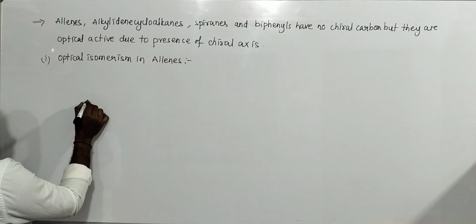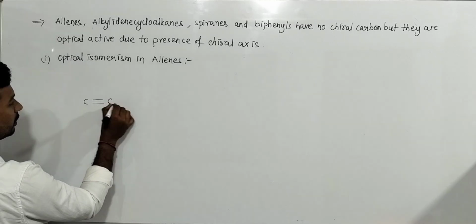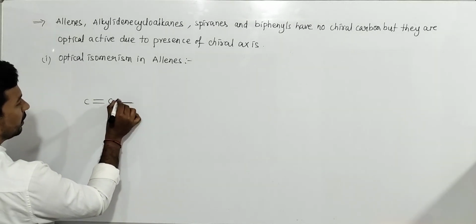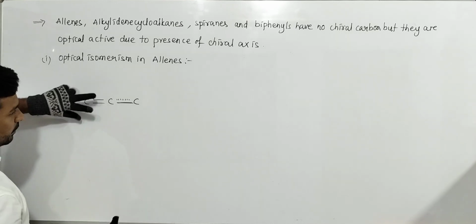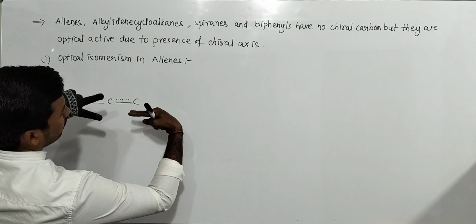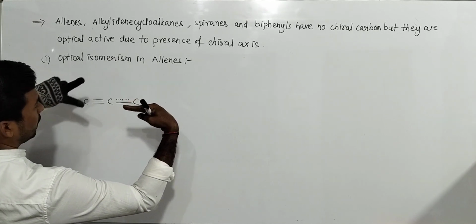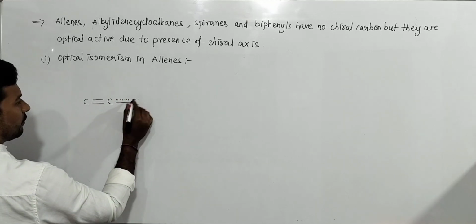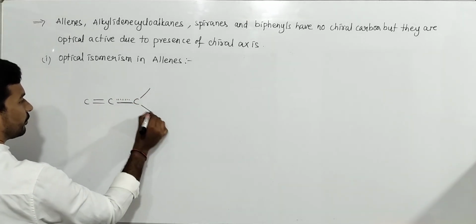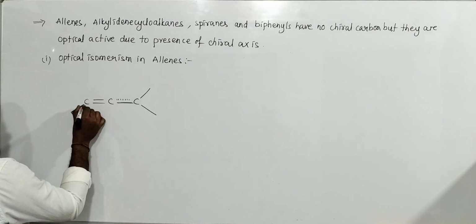In allenes, this is a carbon-carbon vertical bond, and this is a carbon-carbon horizontal bond. This bond is like this, this bond is like this. This is horizontal, and this is vertical. For a horizontal bond, the other is vertical; for a vertical bond, the other is horizontal.